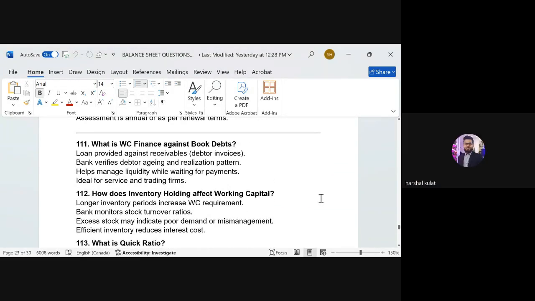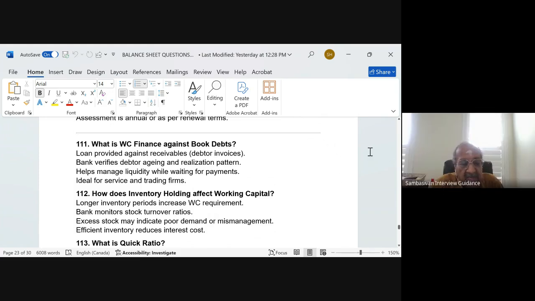What is working capital finance against book debts? Loan provided against receivables, debtor invoices. A bank verifies debtor aging and realization pattern, helps manage liquidity while waiting for payments. Ideal for service and trading firms. Some of us may not understand this.